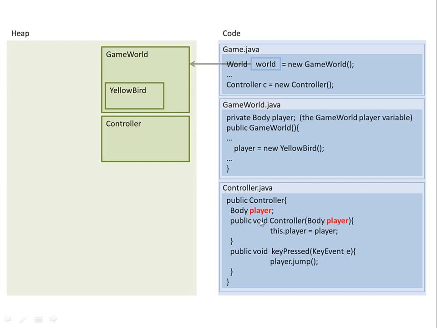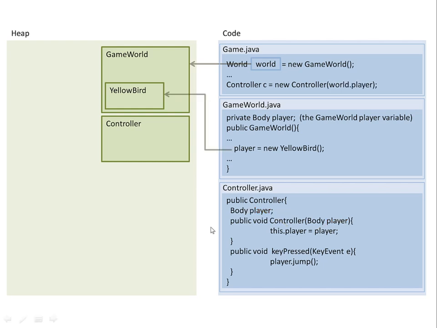For example, in keyPressed, if we type player, like here, then we can only refer to this one, because only this one, the field, is visible here. This one, the constructor's parameter, is not, because it's only visible in here. But in the constructor, we can access both. So how do we differentiate if we mean this one or this one? The convention is that if we write just player, then we mean this one, the parameter, and if we say this dot player, then we refer to the field of this object.